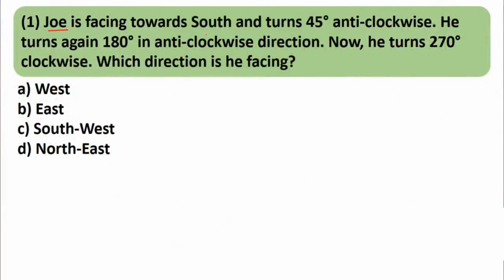Joe is facing towards south and turns 45 degrees anti-clockwise. He turns again 180 degrees in anti-clockwise direction. Now he turns 270 degrees clockwise. Which direction is he facing? Now there are 4 options given. As we see, this is north, okay, so this will be south, this will be east, and this will be west. What are they saying?